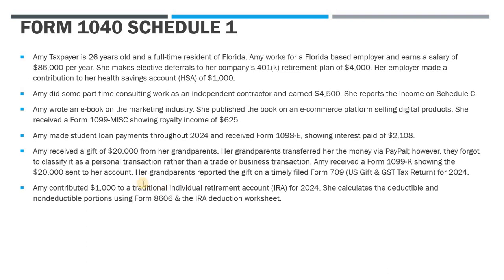So the IRS gets a copy of that 1099K, and so she needs to report it on her return. And Schedule 1 has been updated for 2024 to account for that reporting. And then last but not least, she put $1,000 into a traditional IRA account. And because she is covered by a retirement plan at work, she needs to calculate what portion, if any, is going to be deductible.